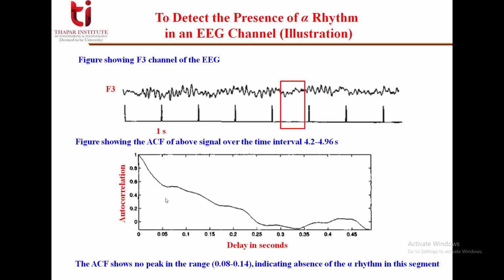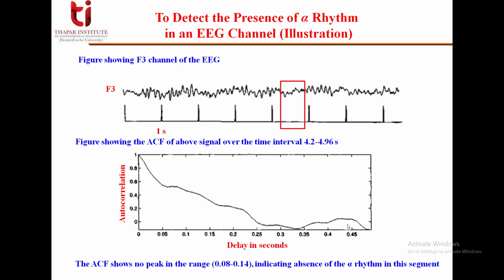Now we have this F3 channel of the EEG signal again. We have taken the range of 4.2 to 4.96 second. You can see this window. Again we have calculated the autocorrelation function of this segment, and you can see the graph. There is no peak in the range of 0.08 to 0.14 seconds, which corresponds to 7 to 12 hertz, indicating absence of the alpha rhythm in this segment. That means no alpha wave is present.